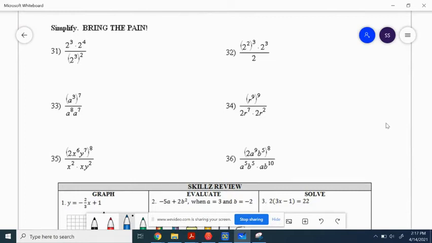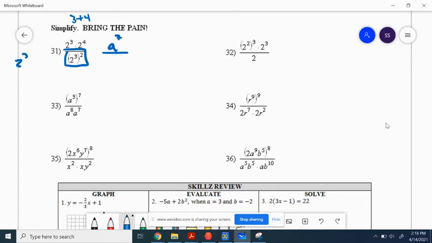All right, 31. So this problem has all 3 rules in it. So first thing we want to do is simplify the numerator and the denominator. For the numerator, we have multiplication. So for multiplication, we want to add the exponents. So we're going to add 3 plus 4. We'll get 2 to the 7th power. And then we will simplify the denominator, which is powers. So we're going to use the power rule.